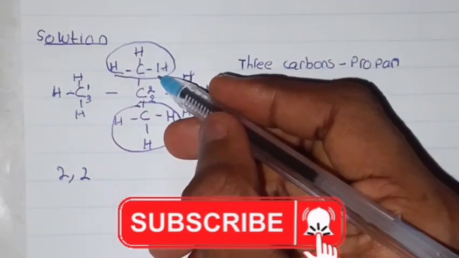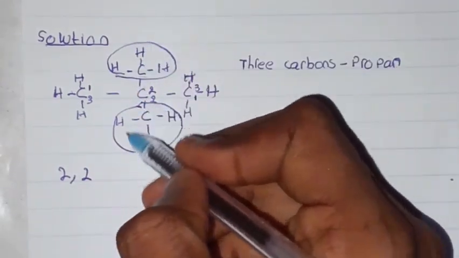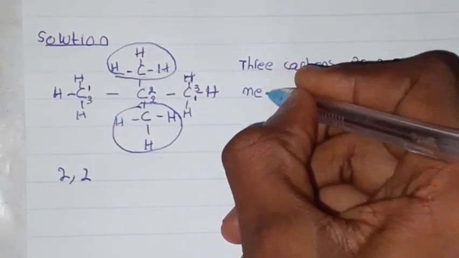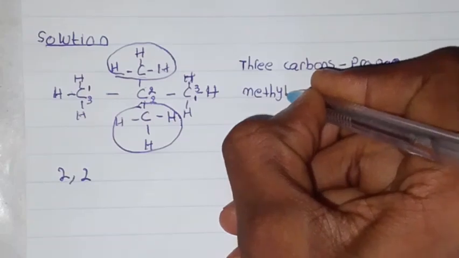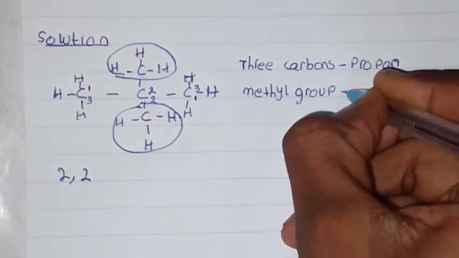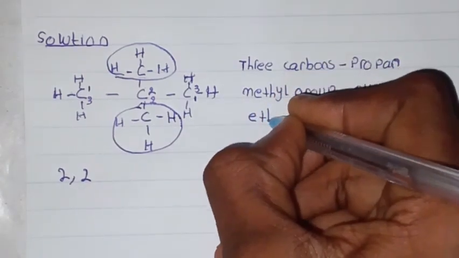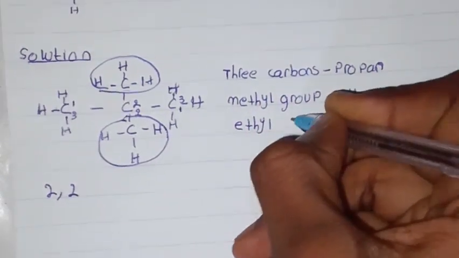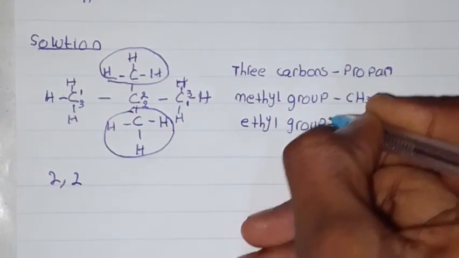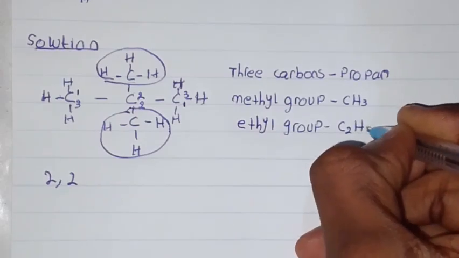Now, since we have 2 substituents attached and both of them are methyl groups, the methyl group is represented as CH3. We also have the ethyl group. That one is less common but is also important. The ethyl group is represented as C2H5, that is, a total of 2 carbons and 5 hydrogens.